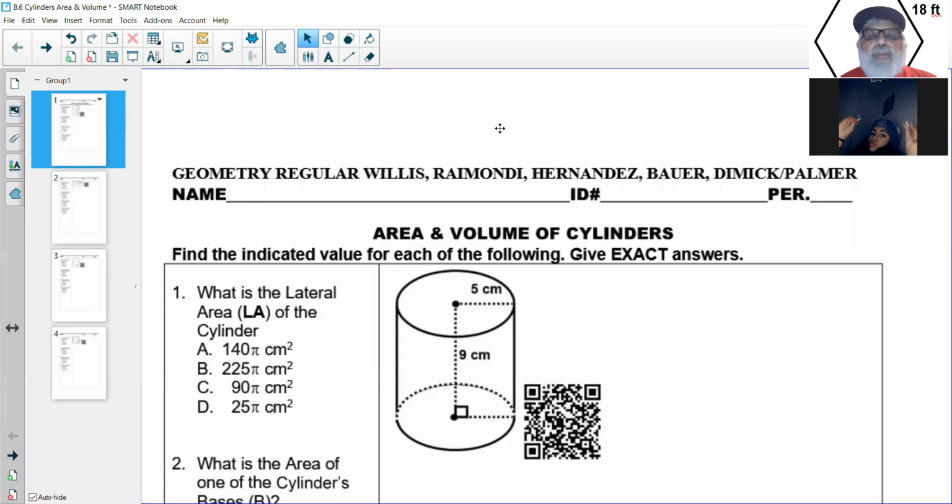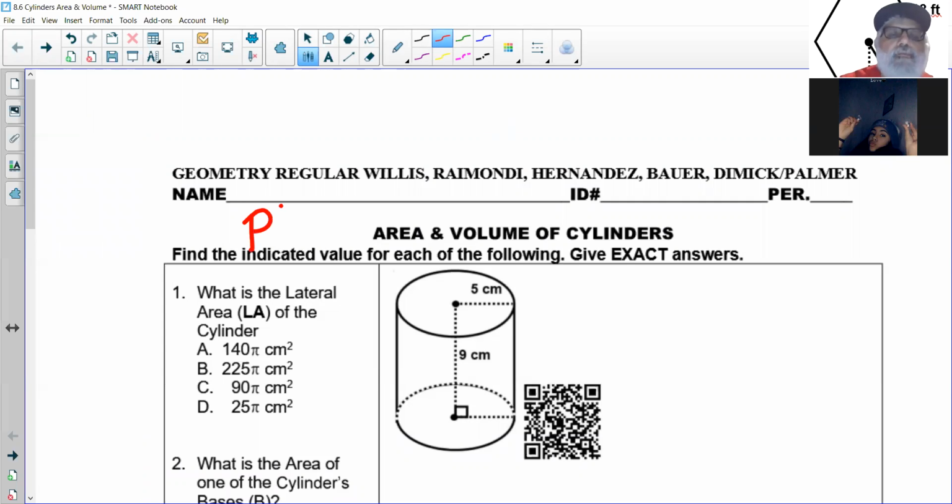Okay, so we're gonna go ahead and start off with the cylinder, and they want the lateral area, and remember lateral area is the side. And on the last assignment last week, to find the lateral area, we had to know the perimeter and the height. Well, on a cylinder, we still have to have the perimeter, but since it's a circle, we call it the circumference. And if you remember, the circumference is equal to 2 pi r.